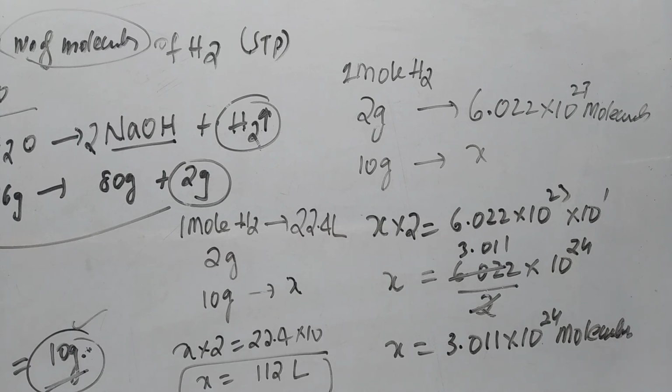Okay, so this is our number of molecules. See, we have calculated the mass as 10 grams, the volume is 112 liters, and the number of molecules is 3.011 into 10 power 24 molecules. Okay, this is how we have to solve the problems.